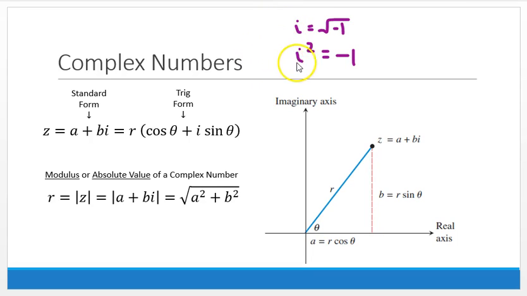So it's also important to know that i squared ends up equaling -1, because the square root of -1 times the square root of -1 is -1. So these are two facts that will often be used when you're dealing with complex numbers.